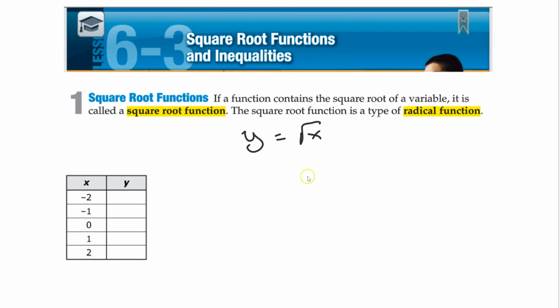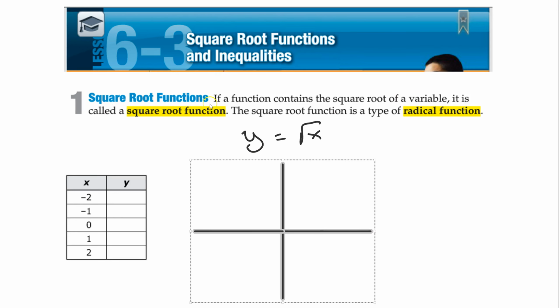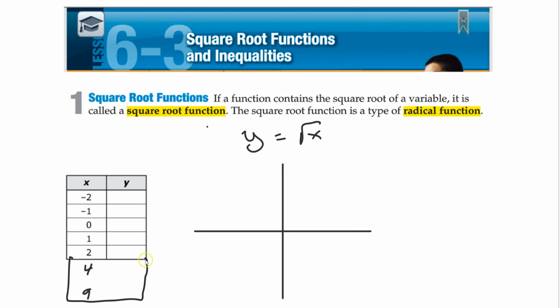As always, I like to make a graph by making a table. So my table is already set up. Let me make my grid here. I really wish it came with grid lines, that would be great. Anyway, I have these values. I'm going to add a couple more values in here. So let's go 4 and 9. Add those, and you'll see why in a second.